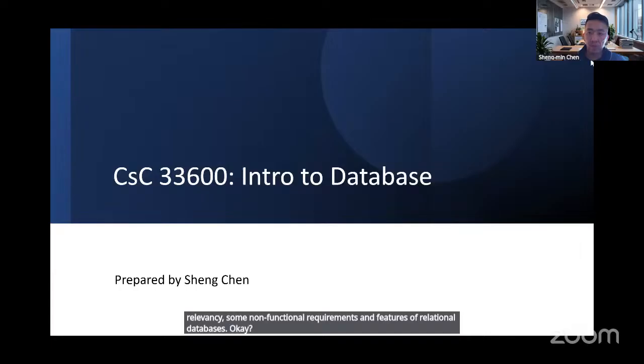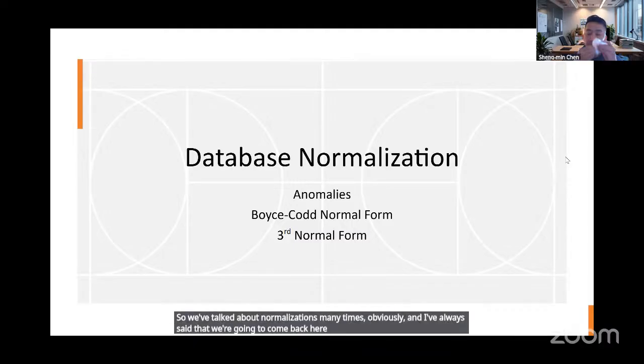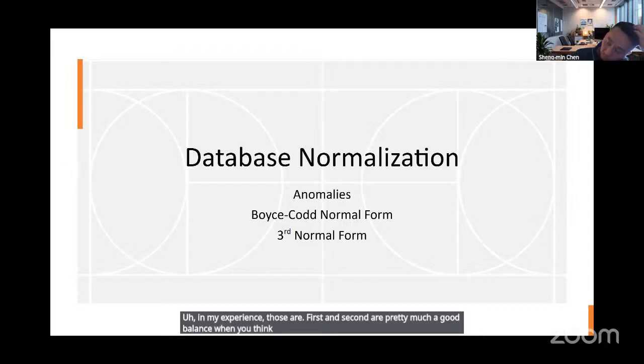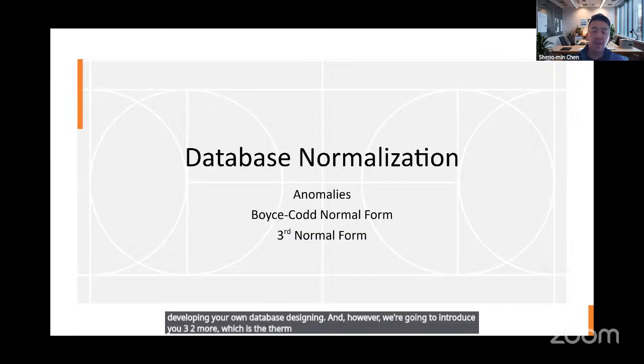Okay. So we've talked about normalization many times, obviously, and I've always said that we're going to come back here at some point. So far we've talked about first and second normal form, and in my experience, first and second are pretty much a good balance when you think about designing your own database. However, we're going to introduce two more, which are the third normal form and the Boyce-Codd normal form, which is the 3.5 normal form.